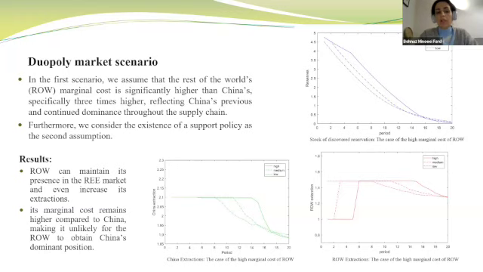However, with different levels of policymakers' myopia, we can see from the result that the rest of the world can maintain its presence in the market when there is a supporting policy, although it has a higher level of marginal cost.